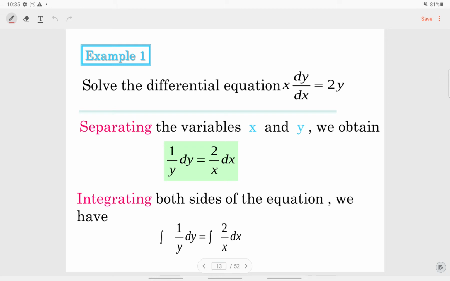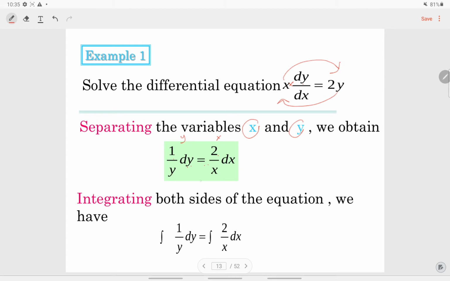In example 1, solve the differential equation x dy over dx equal to 2y by separating the variables x and y. For the left hand side it would be y, and the right hand side would be x. Bring the y to the left hand side, we will get 1 over y dy equal to 2 over x, because this is a multiplication; bringing it to the right hand side becomes division, 2 over x dx.